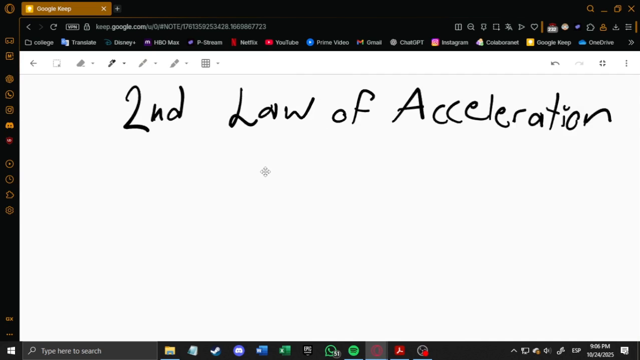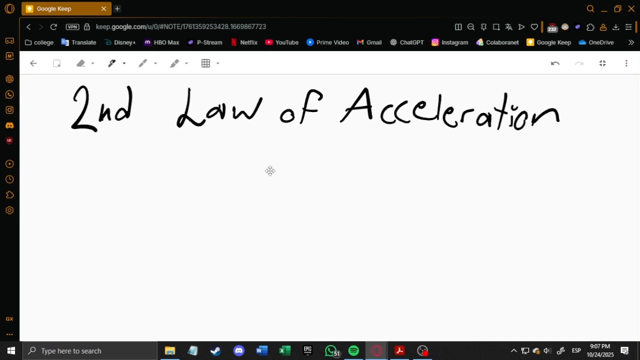Okay, so the second law of motion is the law of acceleration. Newton's second law explains how force, mass, and acceleration are related through the formula force is equal to mass times acceleration. It says that the acceleration of an object depends on the net force applied to it and the mass of the object. We use force in newtons, mass in kilograms, and acceleration is measured in meters per second squared.